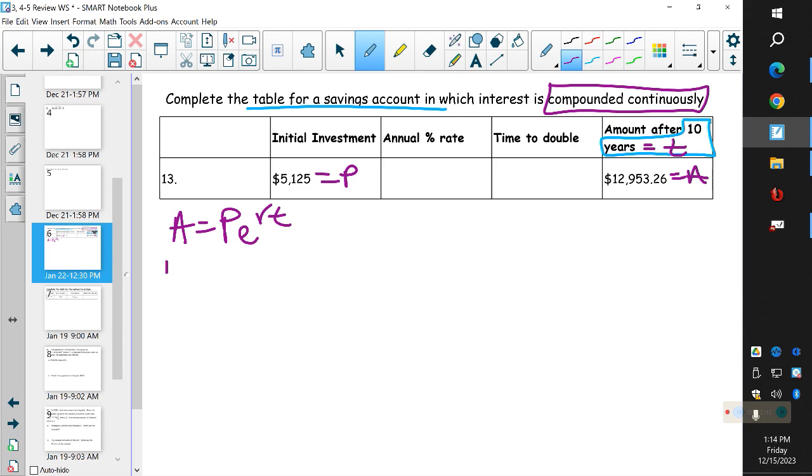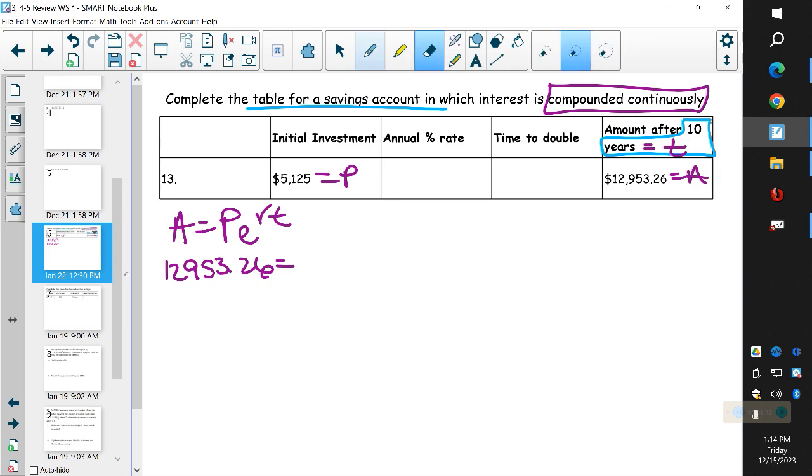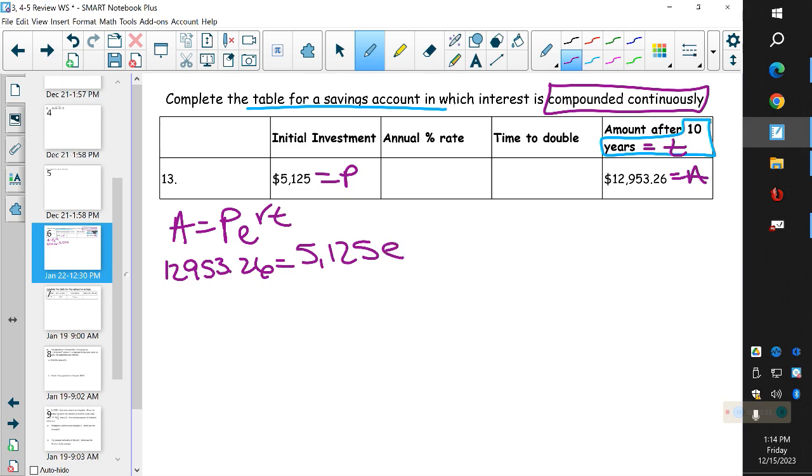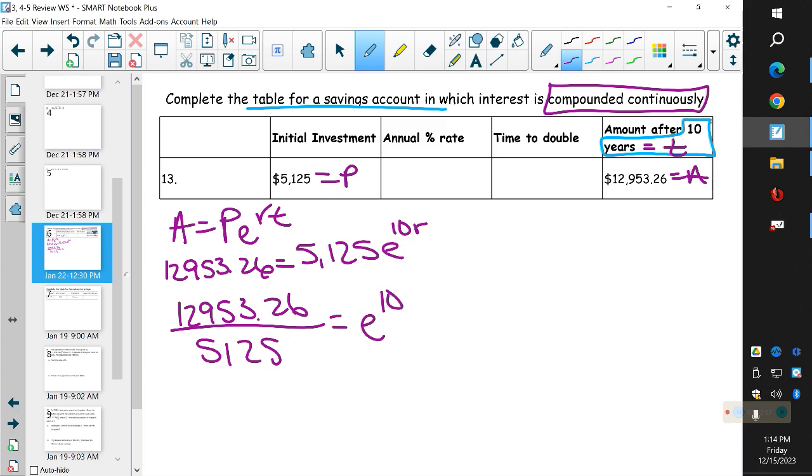Okay? So I'm going to have 12,953.26 is equal to 5,125 e to the 10r. Okay, so how do I solve this? What do I do? Divide by 5,125. So 12,953.26 divided by 5,125 is equal to e to the 10r.